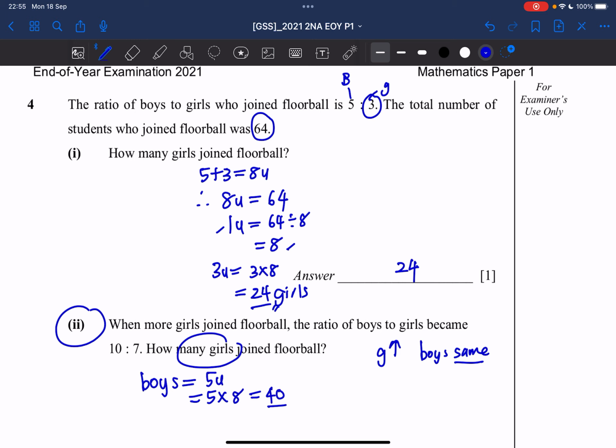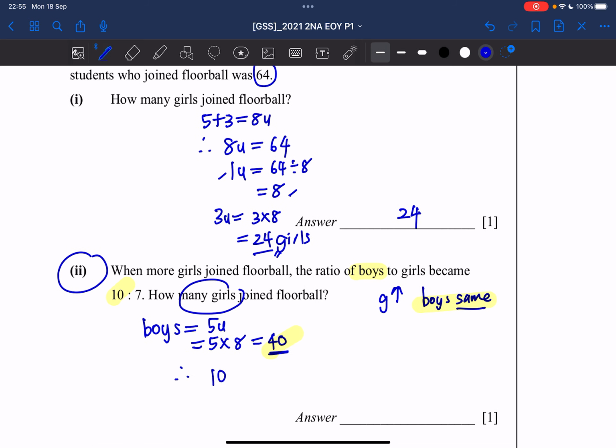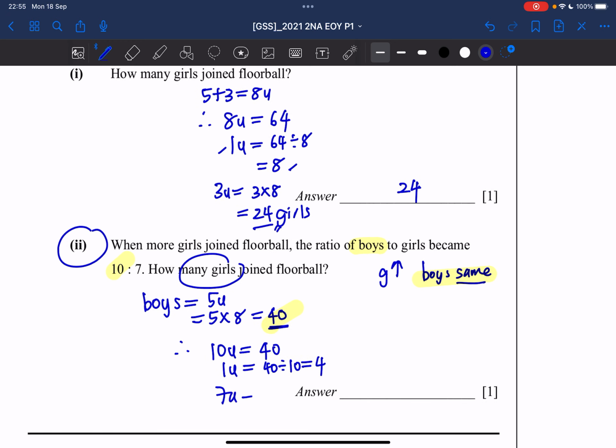There are 40 boys. So these 40 boys is actually equivalent to 10 units, because it's the same ratio of boys. Remember, boys remain the same. So therefore 10 units is now equal to 40. So you find 1 unit. 1 unit is 40 divided by 10, which equals 4. Then you find 7 units. So 7 units is 7 times 4 equals 28. So this is the new number of girls.